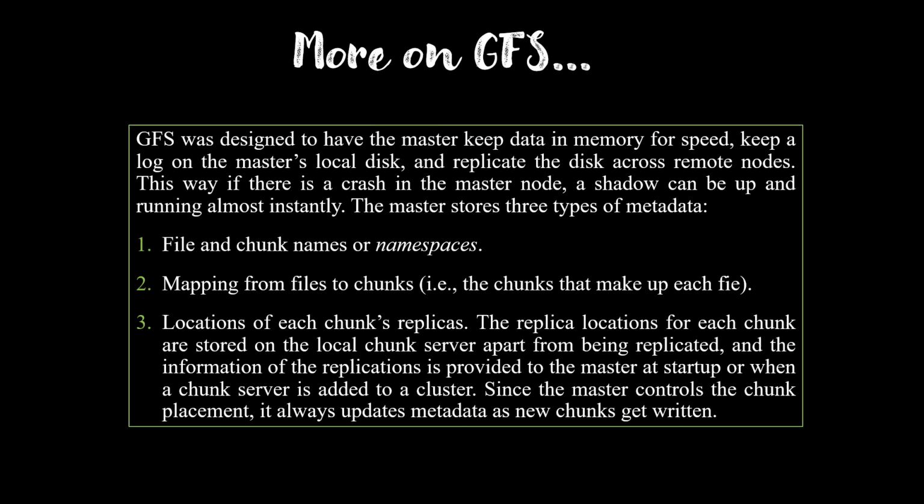The master stores three types of metadata. First, the file and chunk names, or namespaces. Second, the mapping from files to chunks. And third, the location of each chunk's replicas, that means the replication of the chunks. The replica locations for each chunk are stored on the local chunk server, and the information is provided to the master at startup or when a chunk server is added to a cluster. Since the master controls the chunk placements, it always updates metadata as new chunks get written.